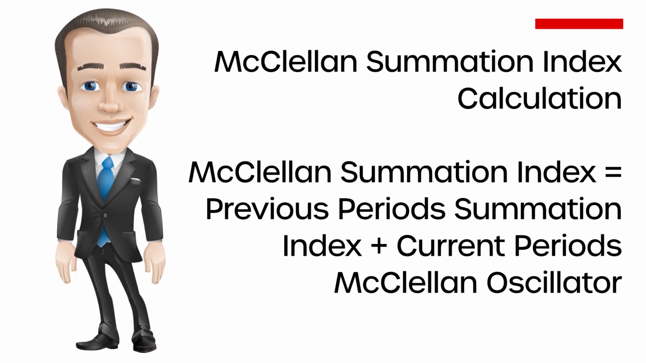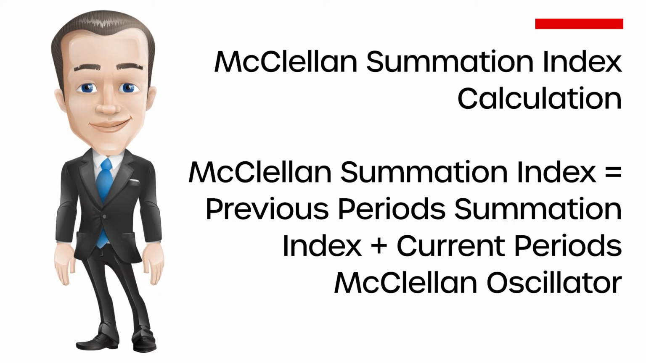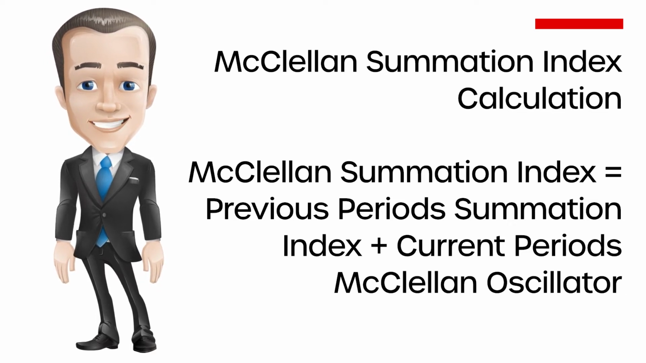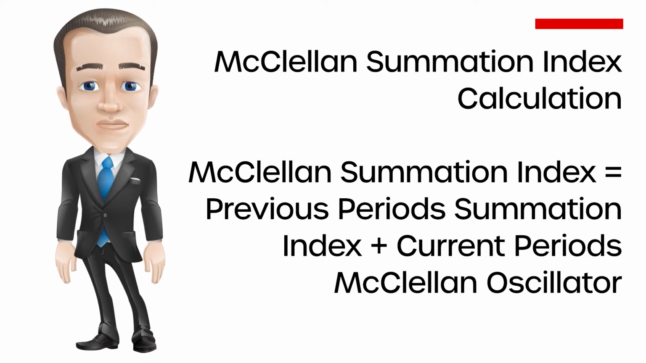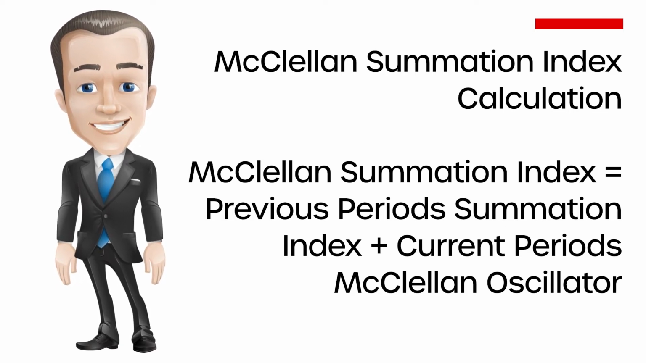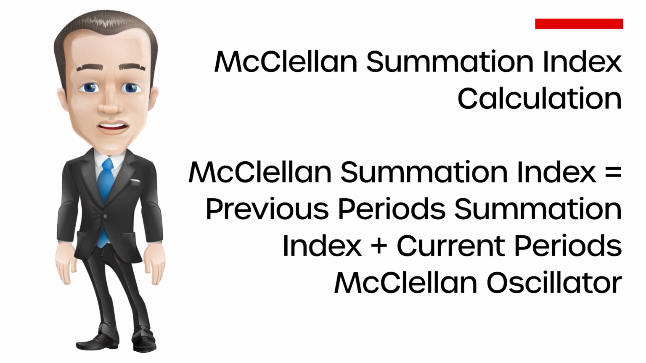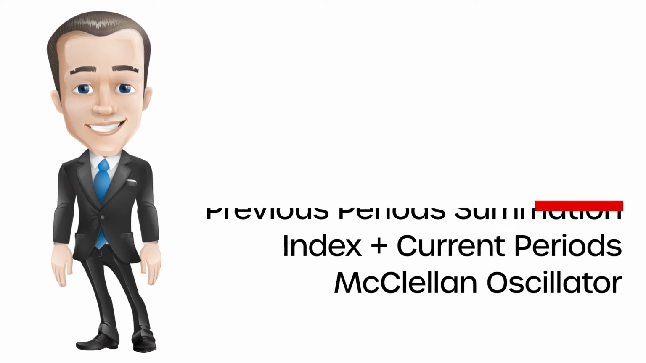The summation index will be on the rise when the McClellan Oscillator is positive and will be declining when the oscillator is negative. However, because the summation index is much slower than the oscillator, the latter will need to mark a certain number of positive or negative readings in order to push the summation index above or below the zero line and keep it there. Thus, extended moves by the oscillator in either direction will cause the summation index to continuously trend higher.